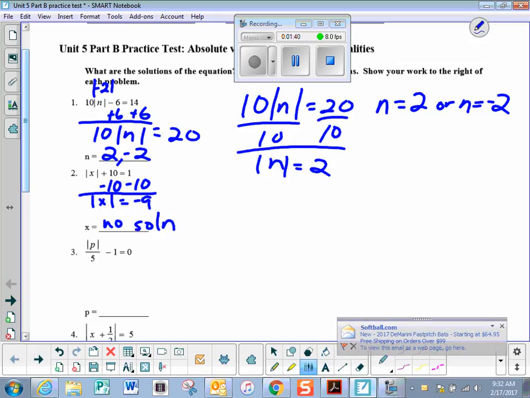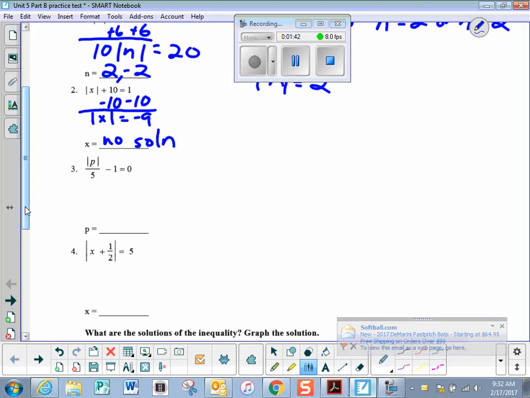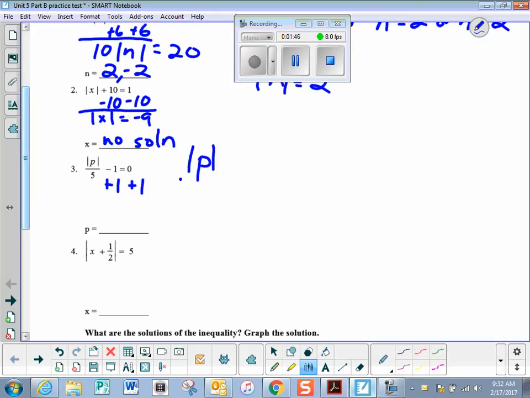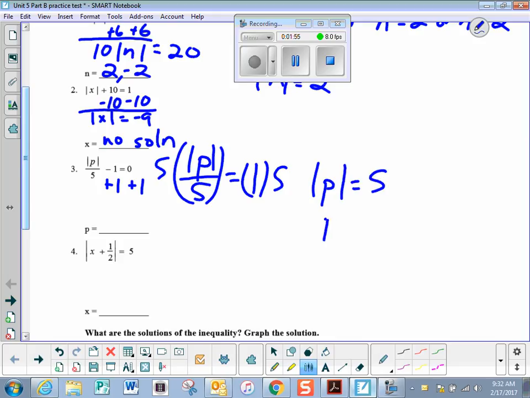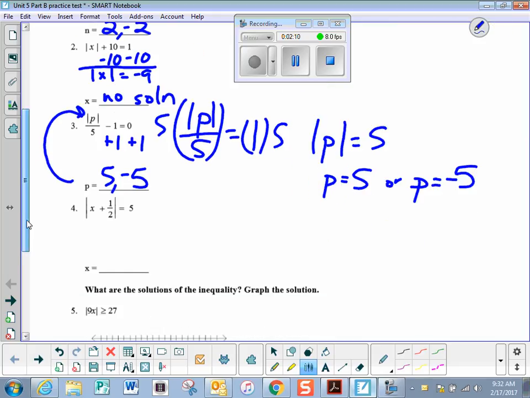Number 3, I would add 1 to both sides, and I get absolute value of p over 5 equals 1. I'd multiply both sides by 5 and get absolute value of p equals 5. So p equals 5, or I need to consider the negative value, negative 5. Because 5 and negative 5 are both 5 units from 0, and they both make that a true equation when I plug them in.